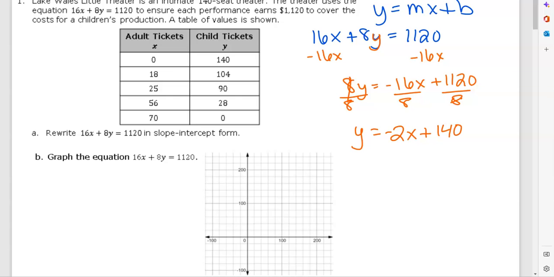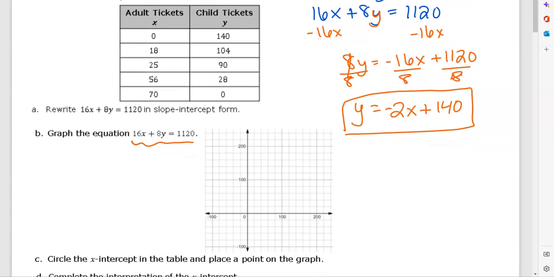All right, so we've rewritten it, and now it wants me to graph the equation 16x plus 8y equals 1,120. So I'm not going to graph standard form. The reason why it told me to rewrite it was because this is way easier to graph for us, right? M means move, B is begin. So we're going to begin our line at what point?